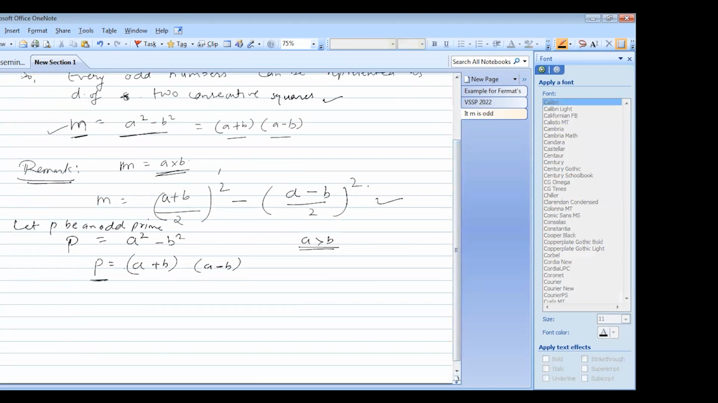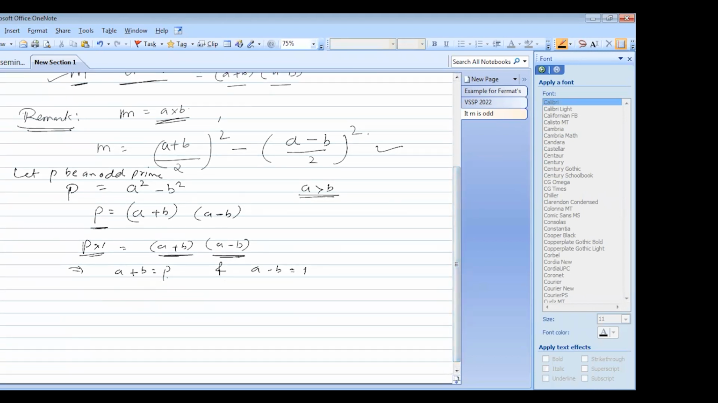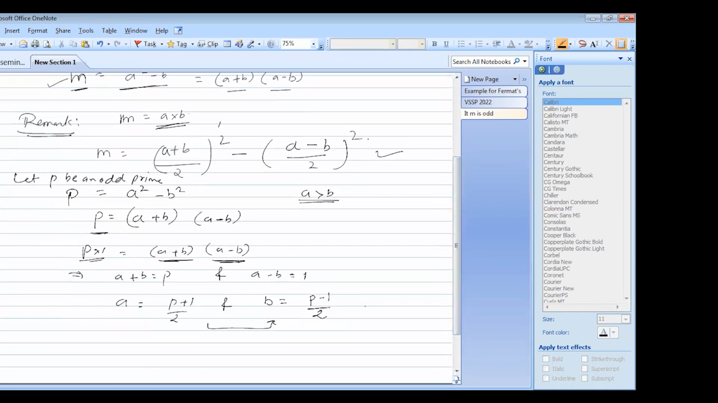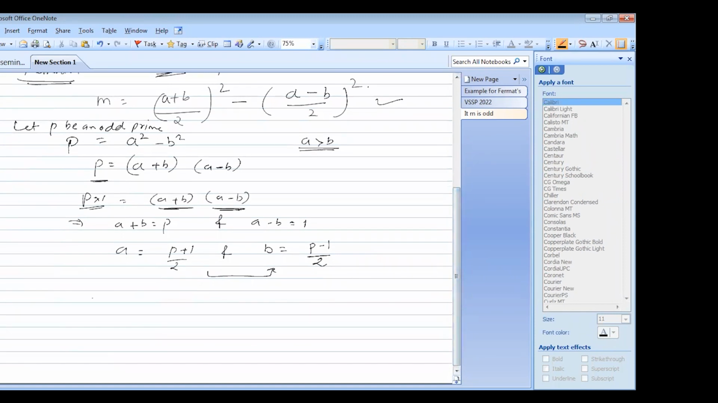So what is so special about p? It is a prime number, right? So p into 1 I can write, and it has two factors here, a plus b and a minus b. So a plus b is p and a minus b is 1. If you solve these two equations, you will get a equal to (p plus 1) by 2 and b equal to (p minus 1) by 2. So these are also consecutive, right? So if we have a prime, I can represent it as a difference of two consecutive squares uniquely. So this expression is unique for prime.